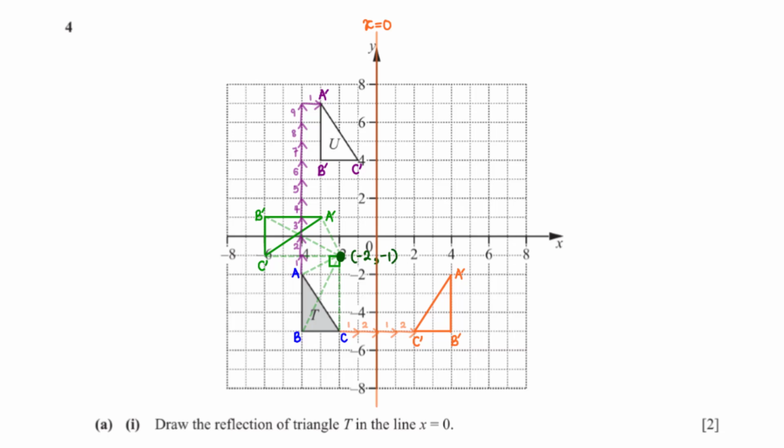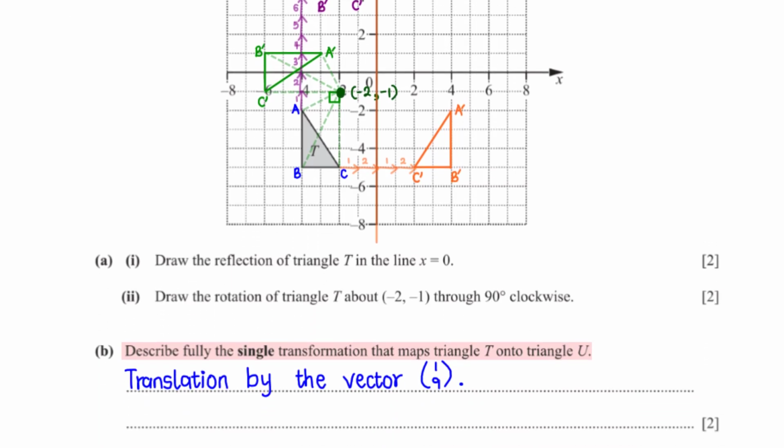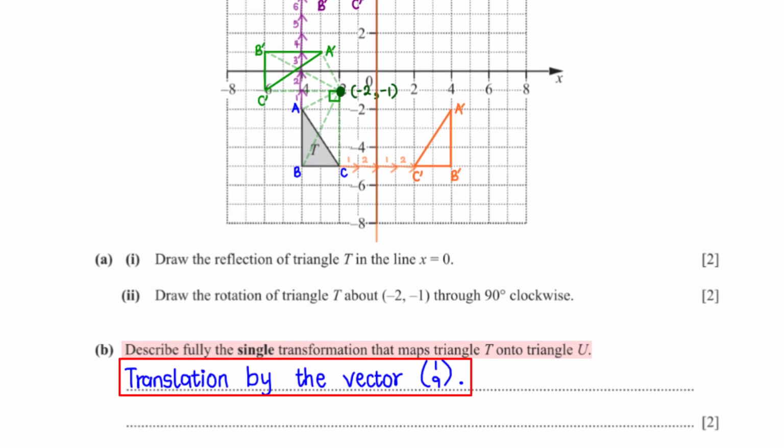So now all we need to do is find the translation vector. From the illustration, we can tell that the translation vector is 1, 9. And so the full description for the transformation will be translation by the vector 1, 9.